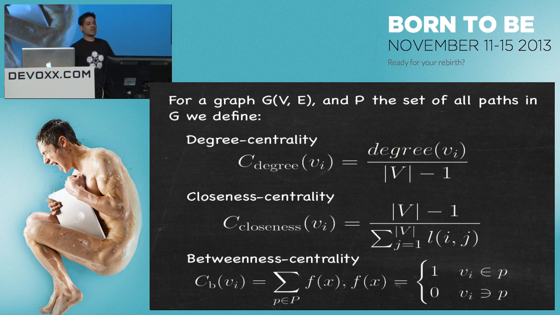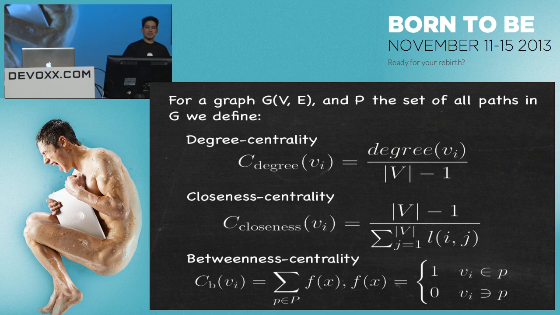So centrality, we can measure in a number of ways. There's degree centrality, which I was just talking about, where you say, given the number of edges coming out of a node, you divide it by the total number of nodes in the graph, and you get this sort of degree of centrality. Those that have the highest degree are the most central.